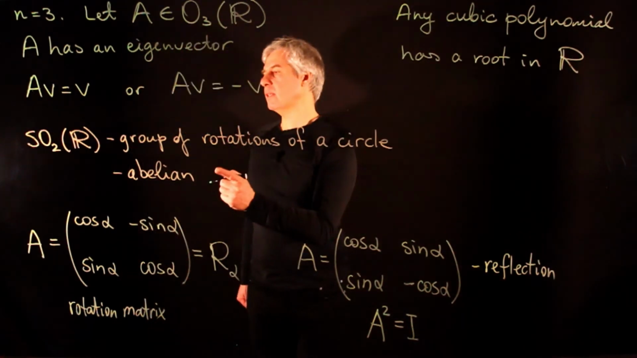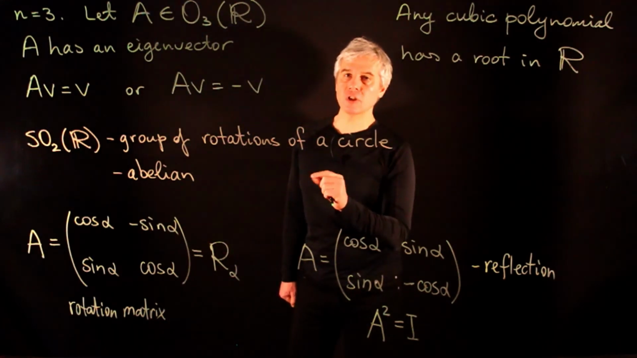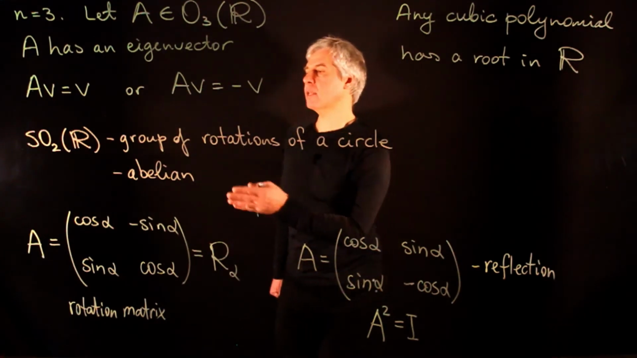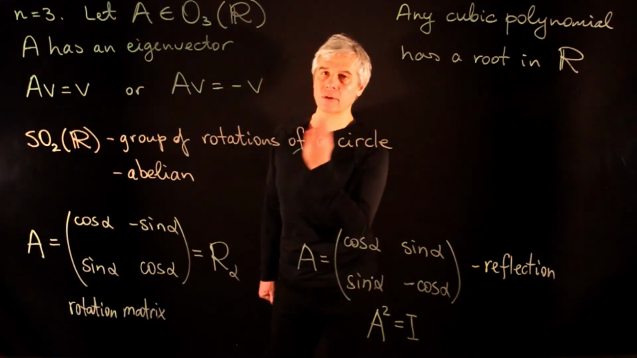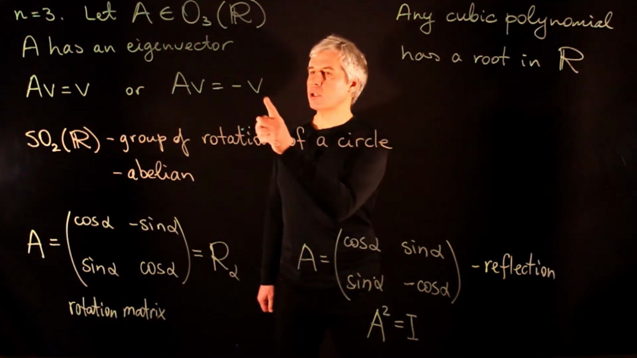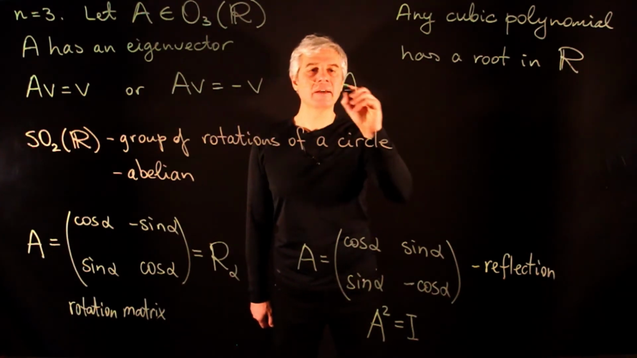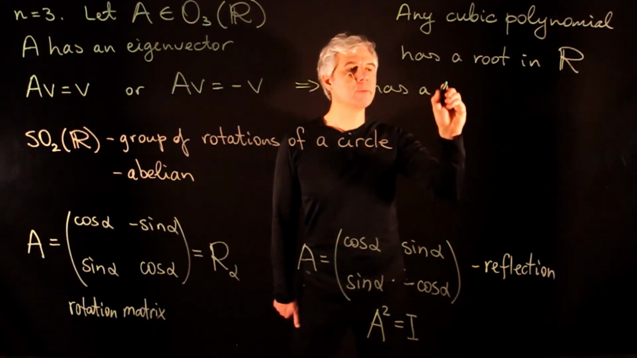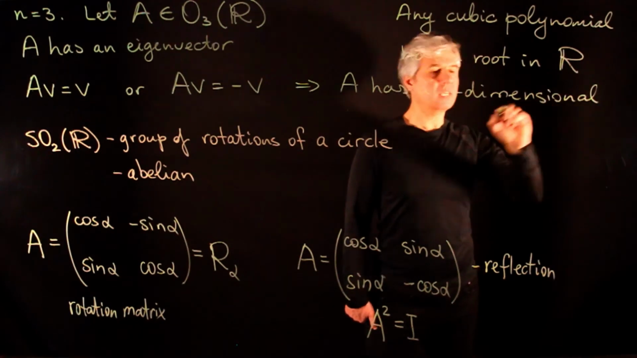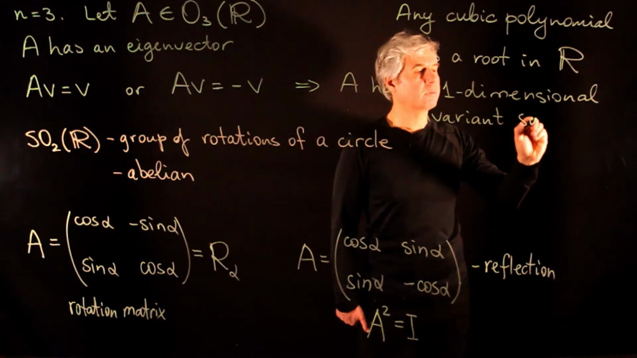We point out that this is not the case for two-dimensional orthogonal transformations. If we take a rotation by any angle different from 0 or 180 degrees, then this rotation will have no real eigenvectors, because any vector on the plane will be rotated by a certain angle. This situation can also be interpreted in the following way. We can say that A has a one-dimensional invariant subspace.